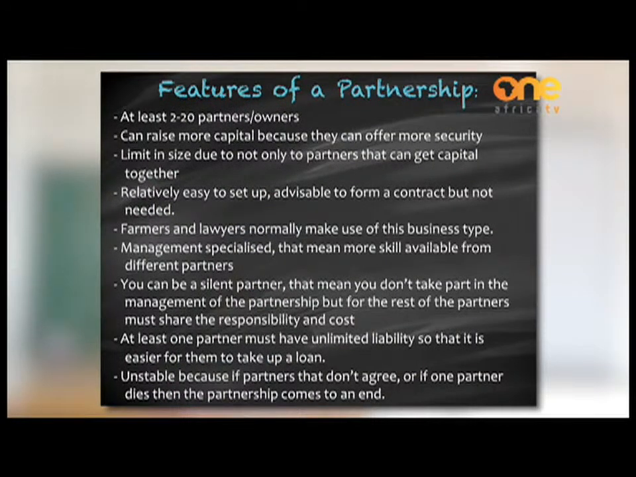The next point is easy for you to understand. In a sole trader, there is only one person who can contribute capital or take up loans. Now you are 2 or 10 or 20. If each one contributes capital, you can get a lot of money together. It is limited in size, because it is only the partners that can contribute capital.